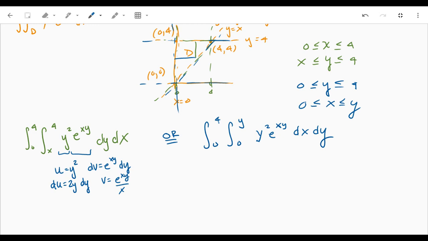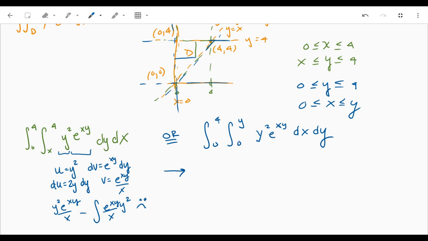Let u be the y squared, du be 2y dy. I guess we could then do uv minus the integral of v du. Oh man, yeah, I don't really want to do that at all, right? This is making me sad. I don't want to do that. Okay, so I'm going to look over here at my other guy, maybe this will be better.